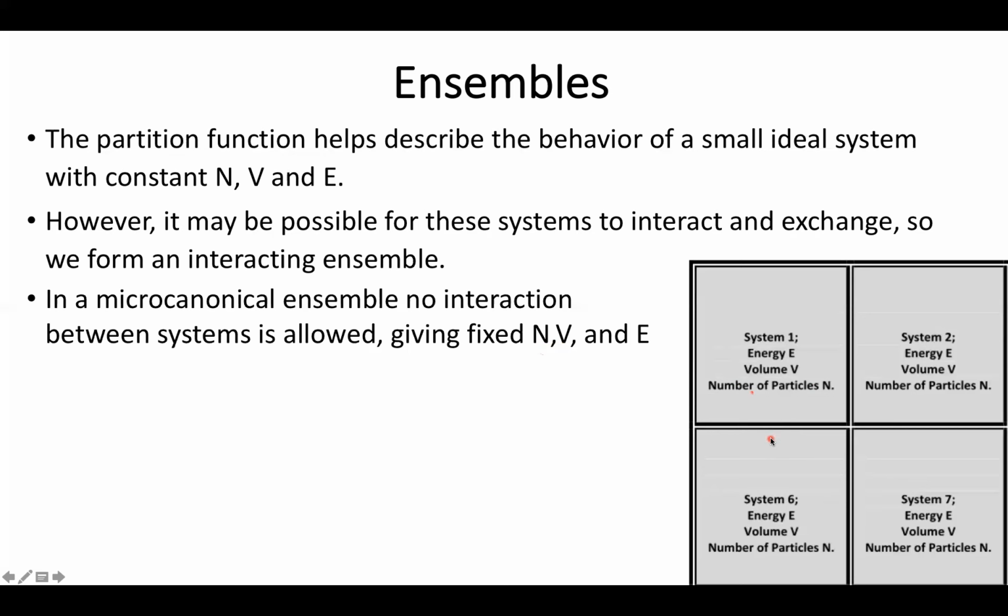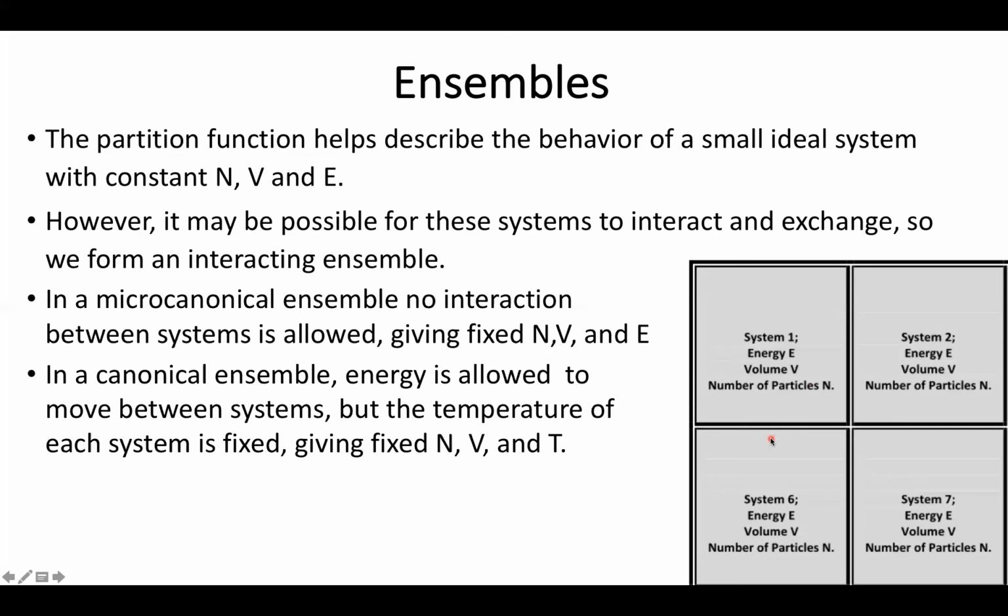So a much more popular choice, and the one we're going to focus in on, is called the canonical ensemble. So in this case, energy is allowed to move in between systems, but the volume of each system stays fixed, and so does the number of particles. So think of these as closed instead of isolated systems. So what this does is it gives my net ensemble a fixed number of particles, a fixed volume, and instead of a fixed energy, it gives me a fixed temperature.